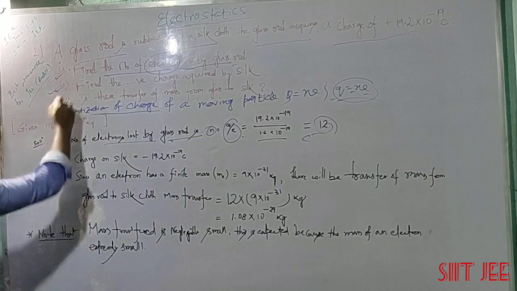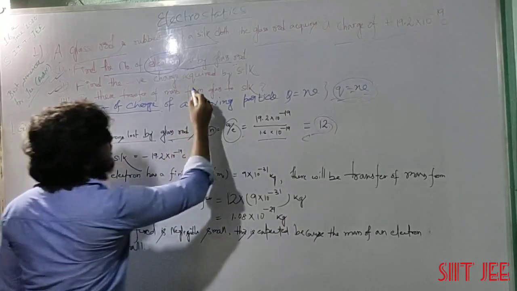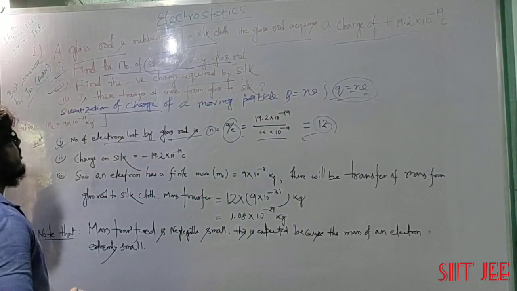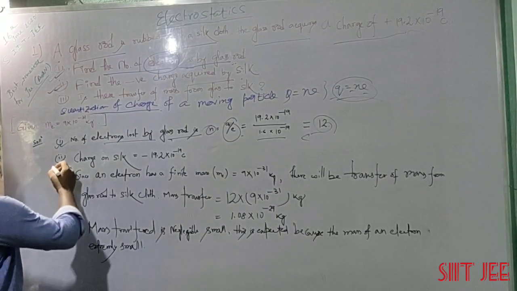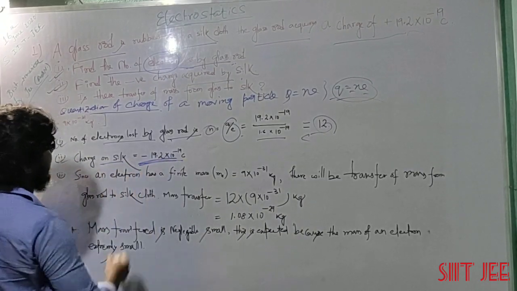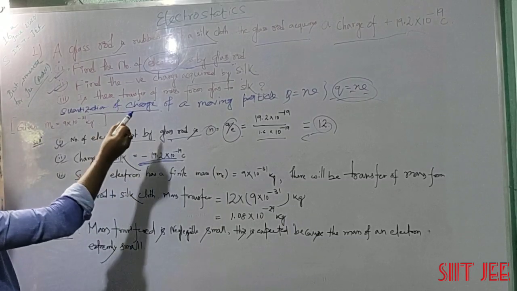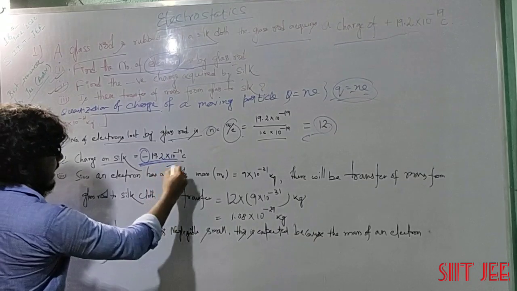Second question: find the negative charge acquired by silk. The charge on silk, the negative charge acquired by silk, is minus 19.2 into 10 to the minus 19 coulomb.